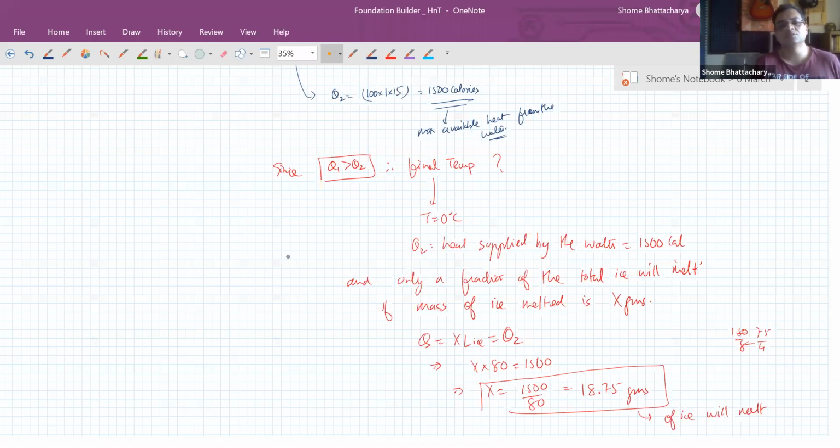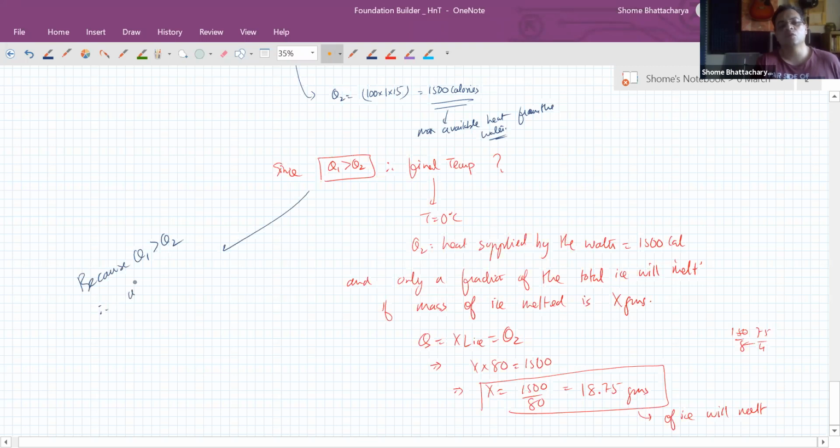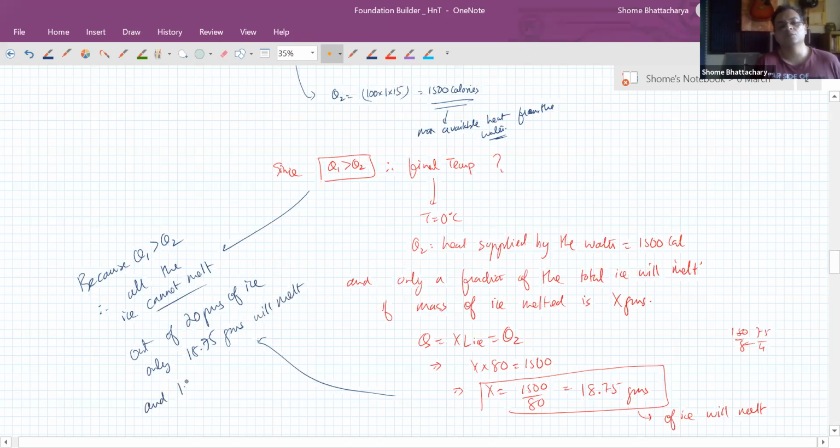Okay, so basically what is happening is, because Q1 is greater than Q2, therefore all the ice cannot melt. And finally, this is showing us that out of 20 grams of ice, only 18.75 grams will melt, and 1.25 grams remains in ice state, at the final temperature of 0 degrees.